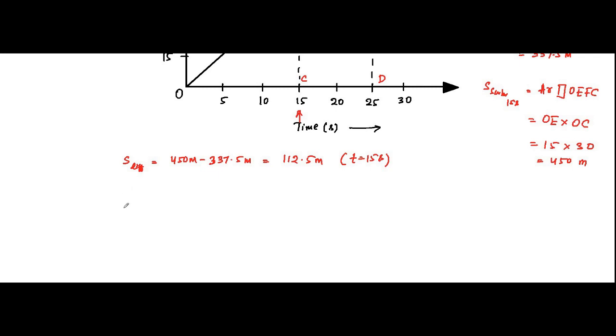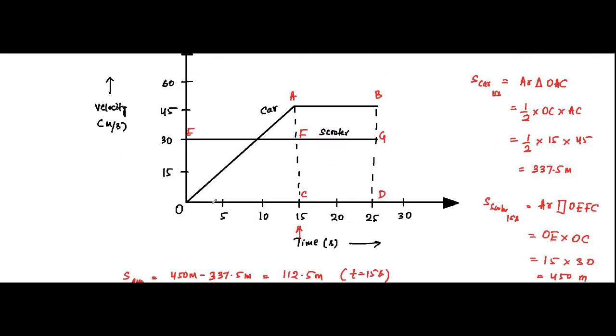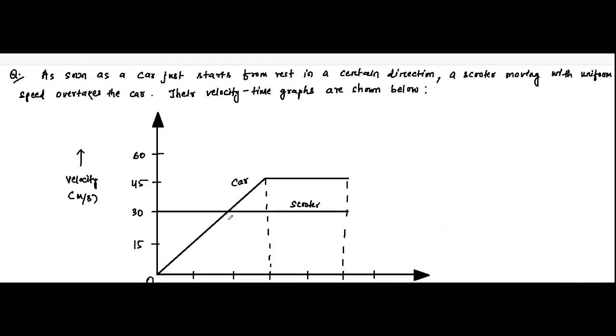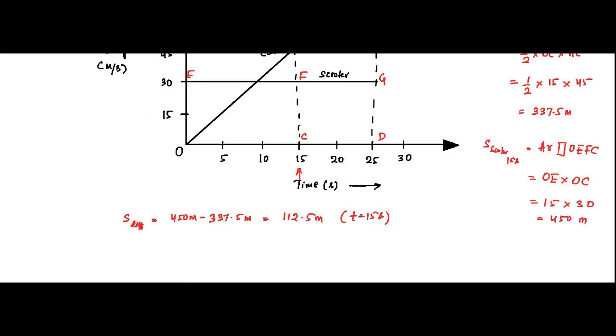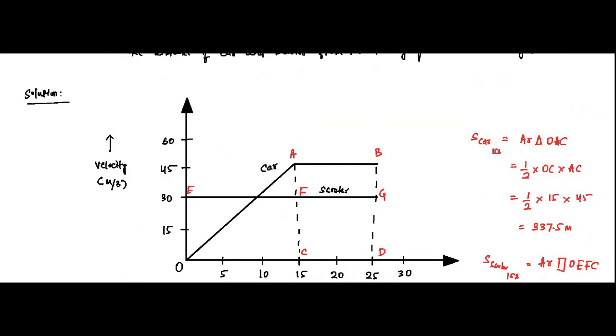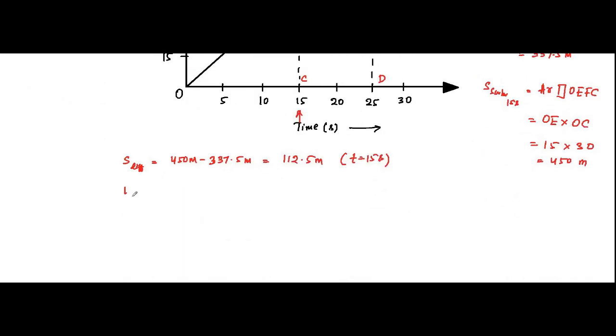Then the velocity difference between them, that is equal to how much? The velocity of the car at t equals 15 seconds is equal to 45 meter per second, and the velocity of the scooter at t equals 15 seconds is equal to 30 meter per second. So the velocity difference, which is the relative velocity between the two, is equal to 45 minus 30 meter per second, which is equal to 15 meters per second.